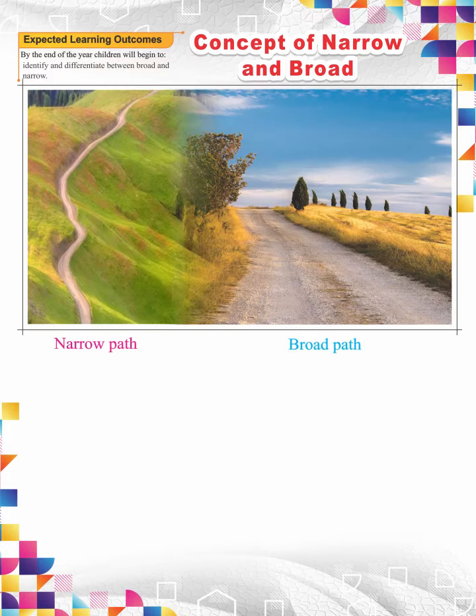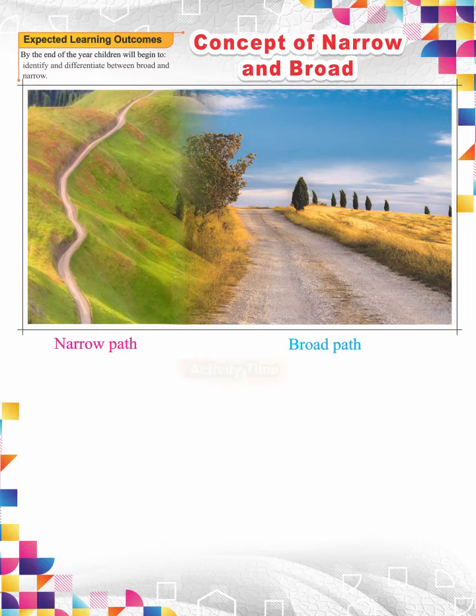Look at the picture. You see two paths in this picture. One is narrow while the other is broad. Narrow means slim or slender. It is thin in width, having opposite edges or sides that are close to each other. Broad means having opposite edges or sides that are quite open.